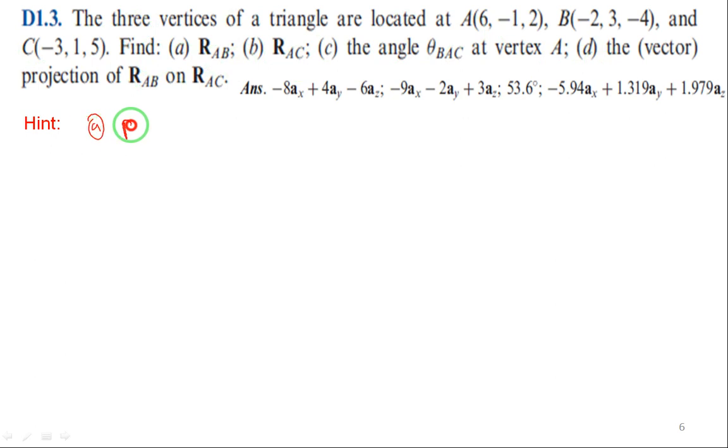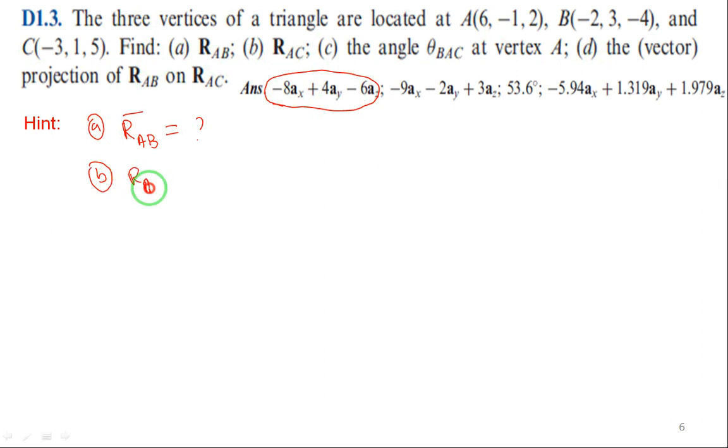First part A, they asked for vector RAB. This is the distance vector. Already we know how to calculate it. If 2 points A and B are given, find out the distance vector. So you will get this. I know how you will solve it. So this is the answer you will get. Just make use of the distance formula and you will calculate.